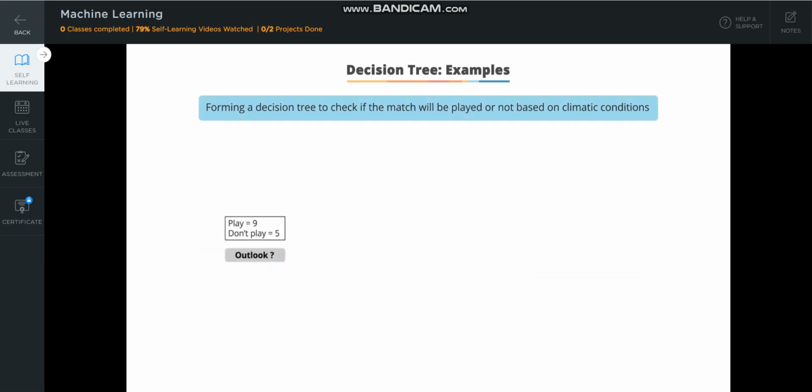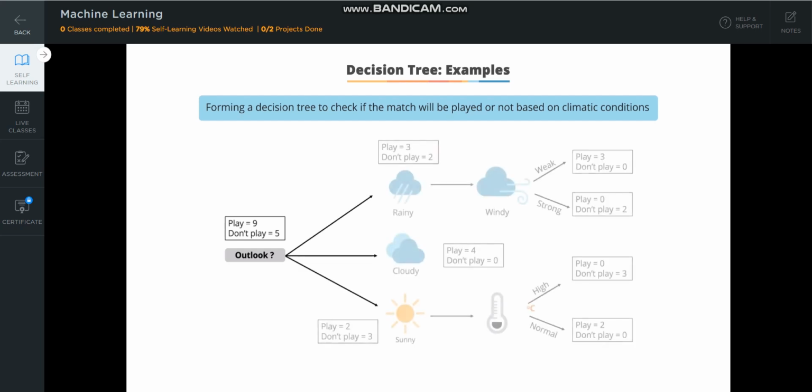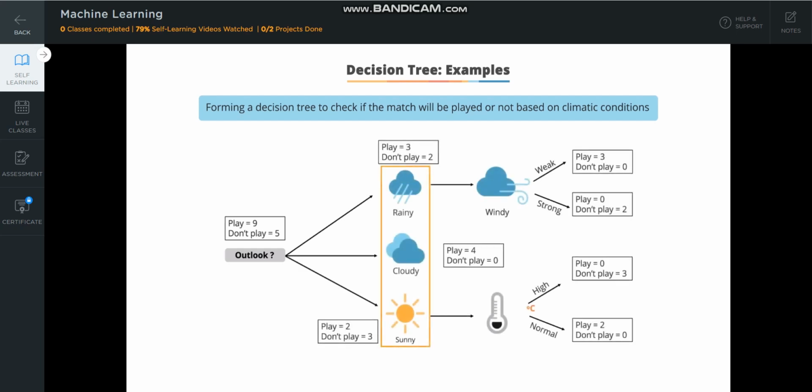Now, look at a weather example by forming a decision tree to check if a cricket match will be played or not based on the climatic conditions. The given diagram illustrates a learned decision tree. You can see that each node represents an attribute or a feature, and the branch from each node represents the outcome of that node. Finally, it's the leaves of the tree where the final decision is made. Internal nodes can test the value of a feature against a threshold if the features are continuous.